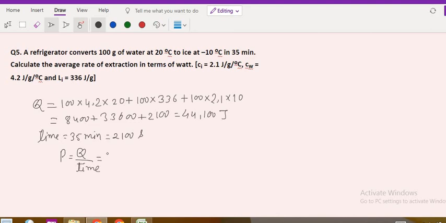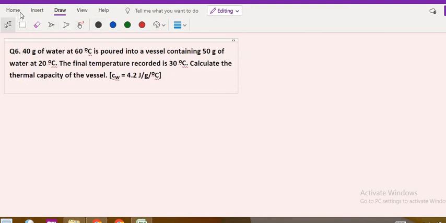What I have is 44100 divided by 2100. So if I just do that, that would be equal to 21. Simply this will be cancelled. So I have 21 watt. So the power of the refrigerator, that is the average rate of extraction of heat by the refrigerator in terms of watt, would be equal to 21.